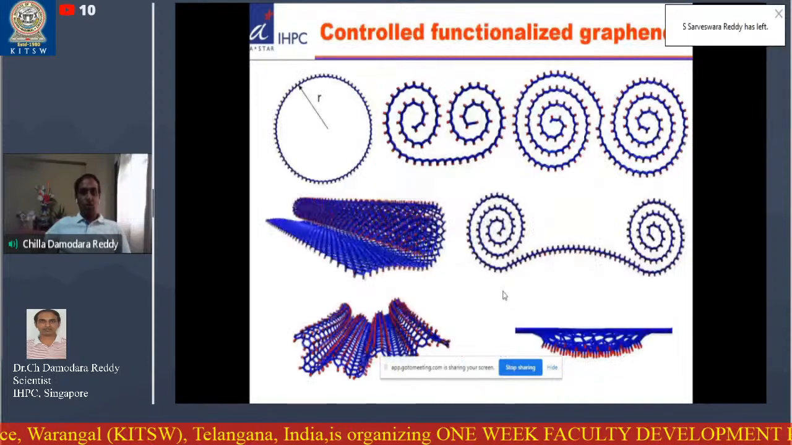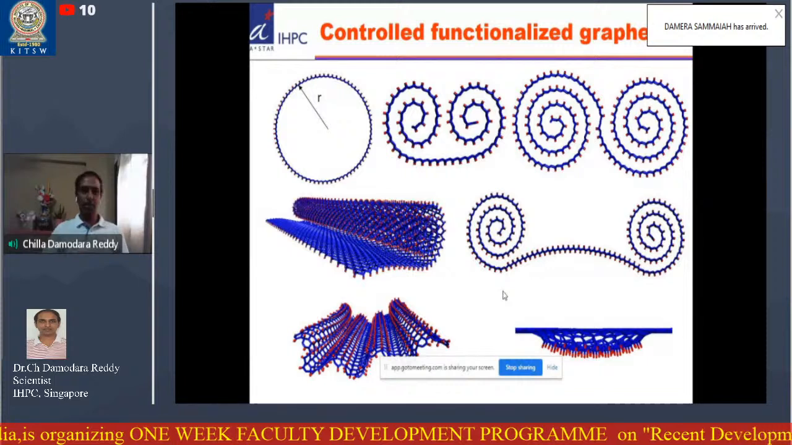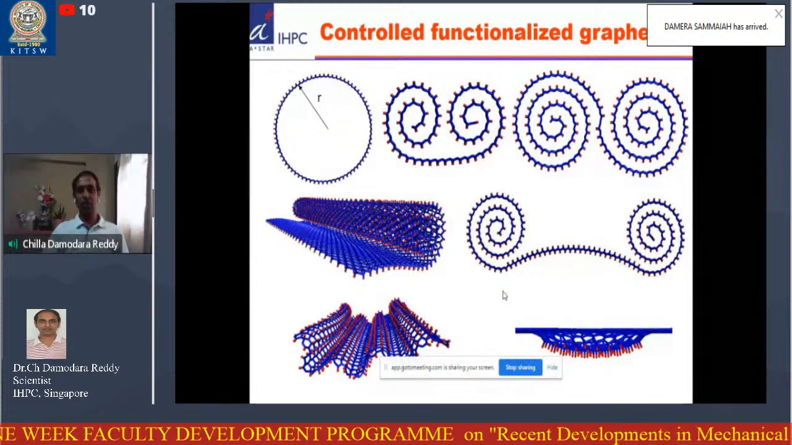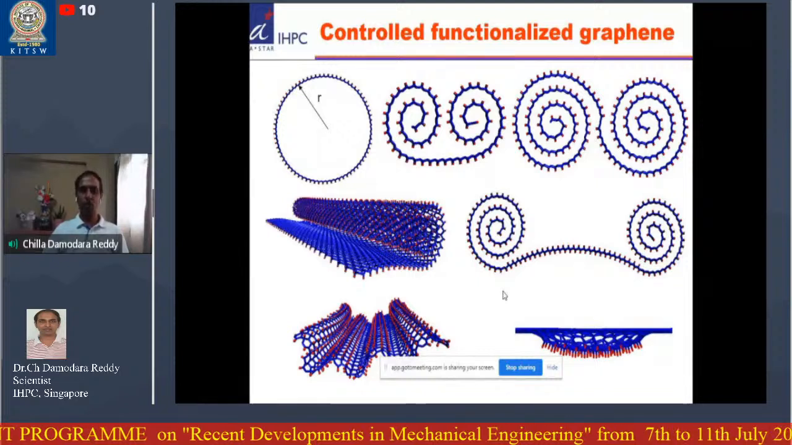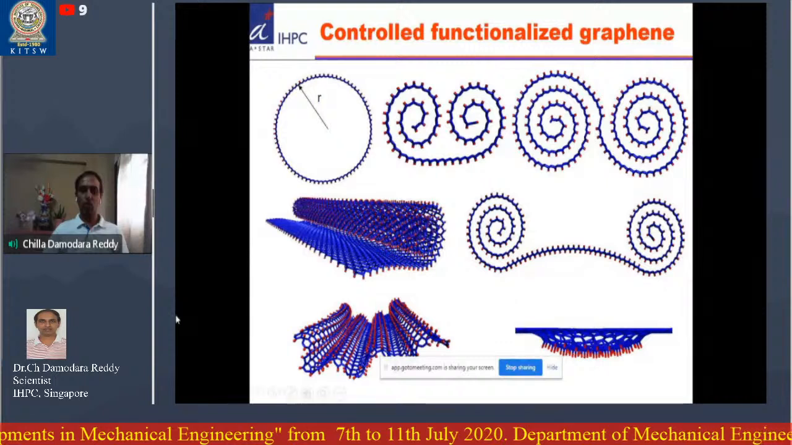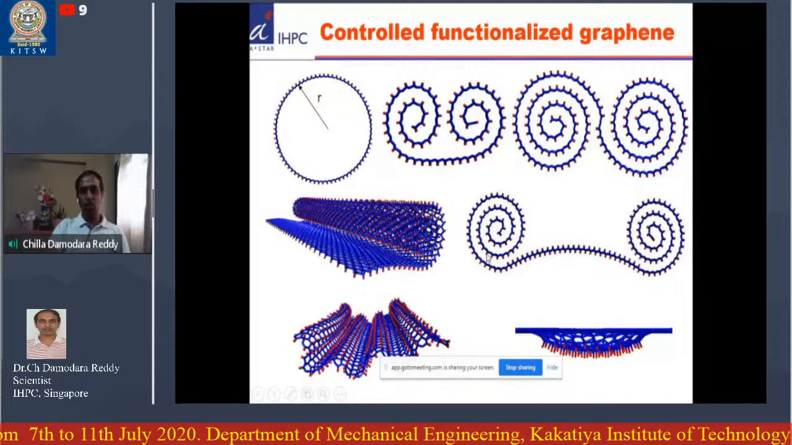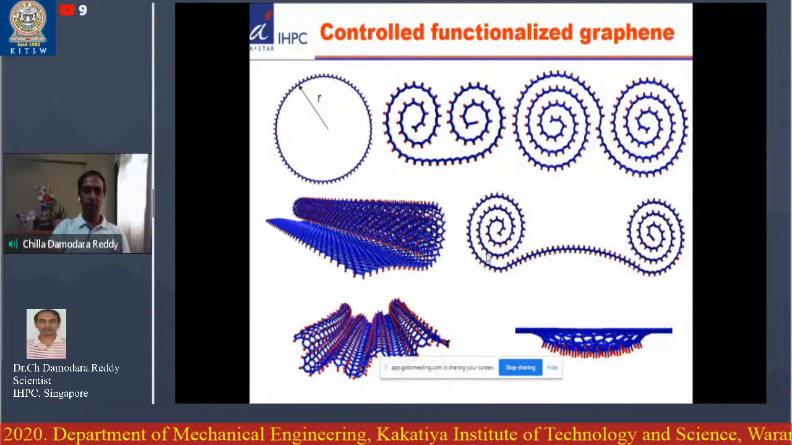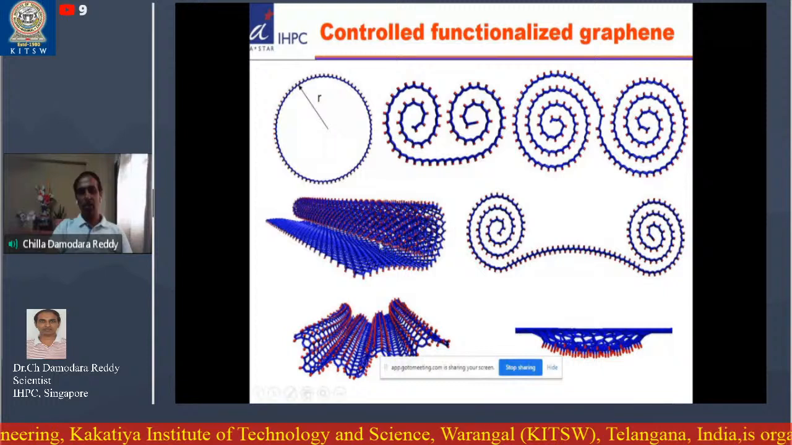So not only can you control bending, you can make a lot of different kinds of structures by using chemical functionalization of the graphene, either on one side or two sides. These are a few structures I've shown here. These structures automatically fold into these different shapes based on the chemical functionalization.